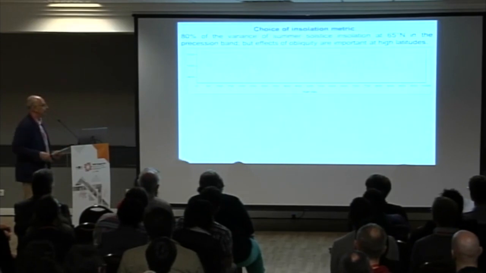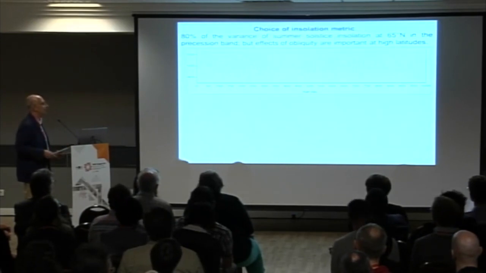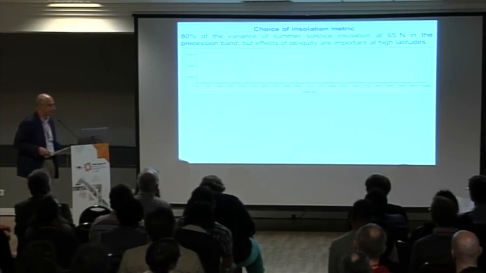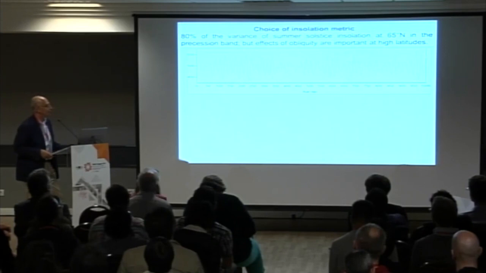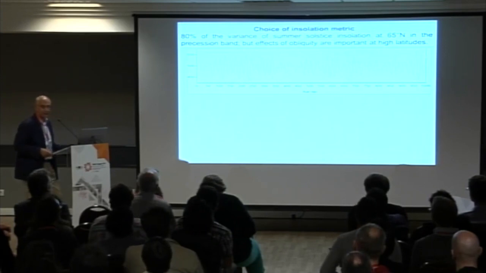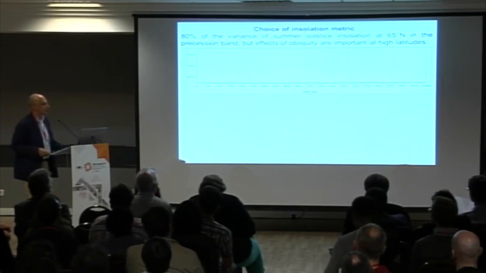The next thing we need to do is to define the insolation metric. And of course, the summer solstice insolation at 65 degrees north has traditionally been used as a predictor for glacial changes because it represents maximum values at a sensitive time of the year, at a critical latitude.